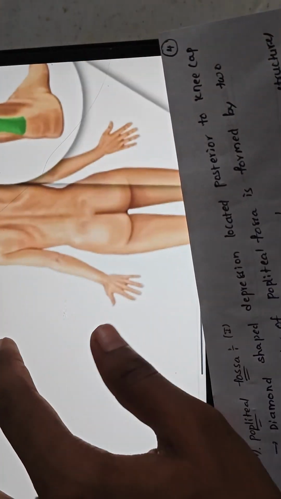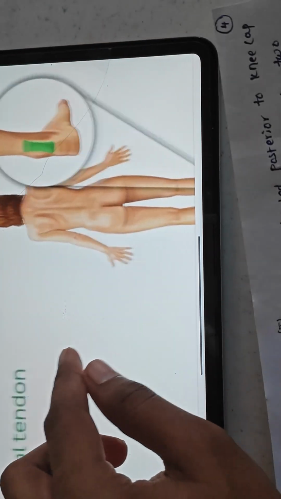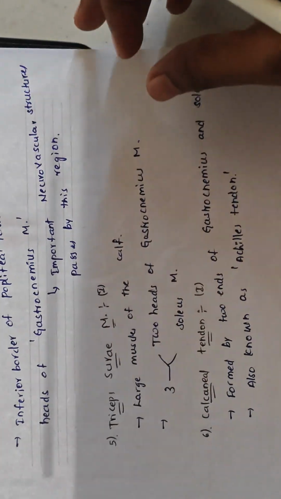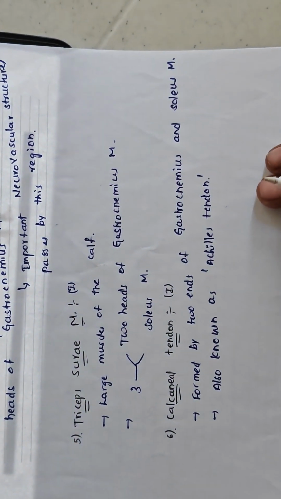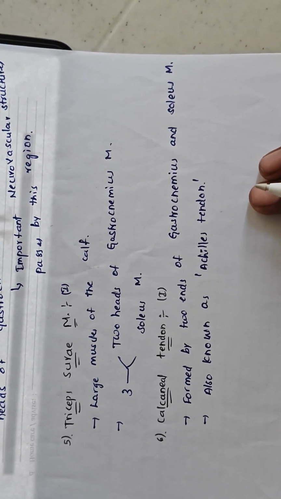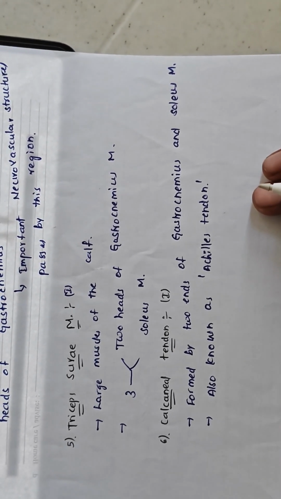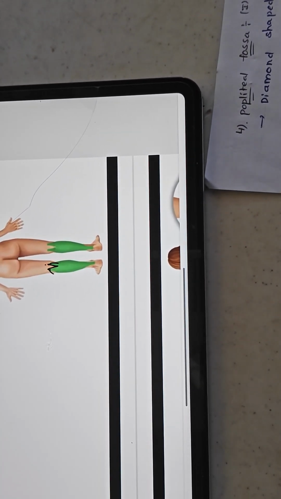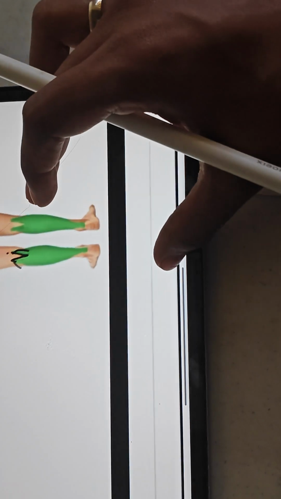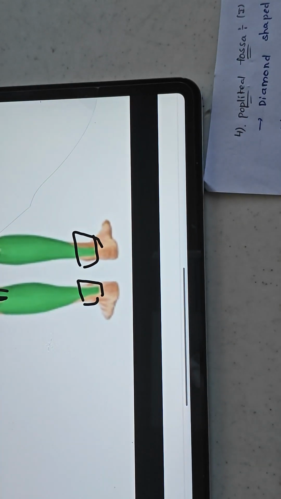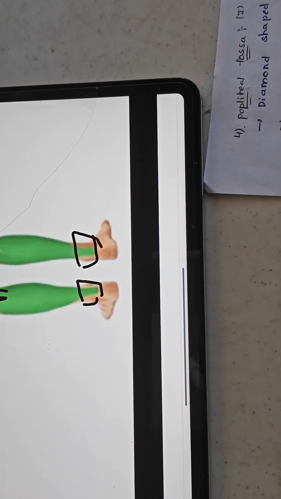Our next landmark is the calcaneal tendon, which is formed by the two ends of the gastrocnemius muscle and soleus muscle, and this calcaneal tendon is also known as the Achilles tendon. So again, in the previous picture that I showed you of the triceps surae muscle, these two ends form the calcaneal tendon.